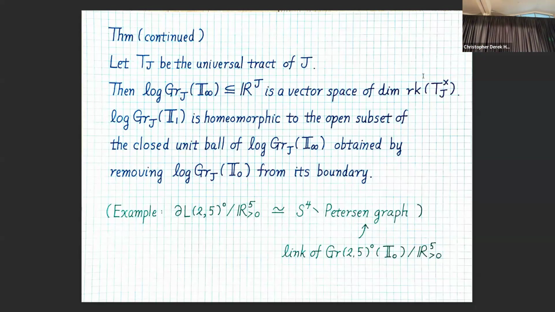If you remember, for example, if your matroid consists of all 2-element subsets of 5, we are talking about the 5 by 5 Lorentzian matrices. And then we have seen that this is a manifold with boundary being S4 minus the Petersen graph. And now we know what that Petersen graph is. It is simply the thing that we remove, which is the T0 points, the beloved tropical Grassmannian. In other words, the Grassmannian of 2, 5 over T0.